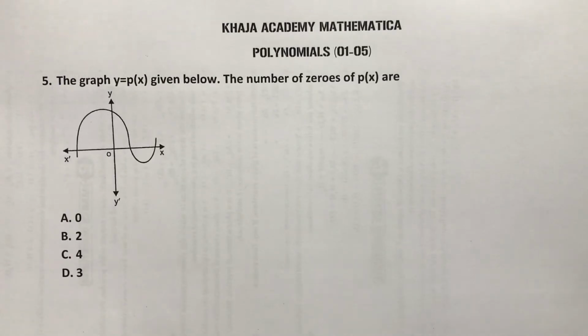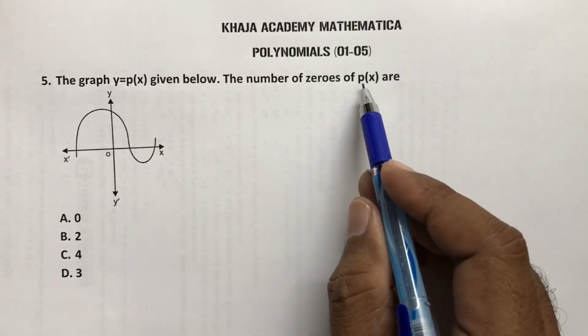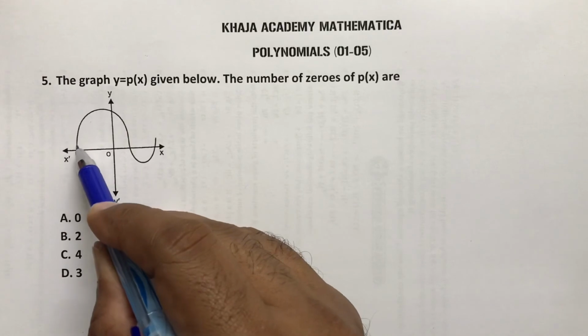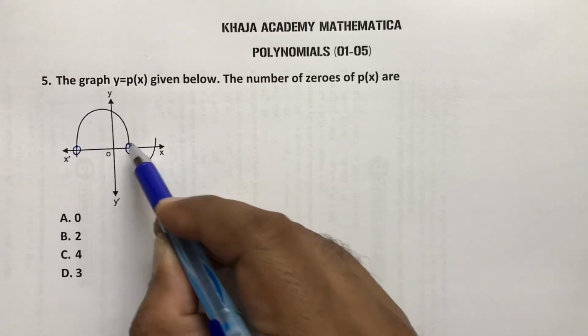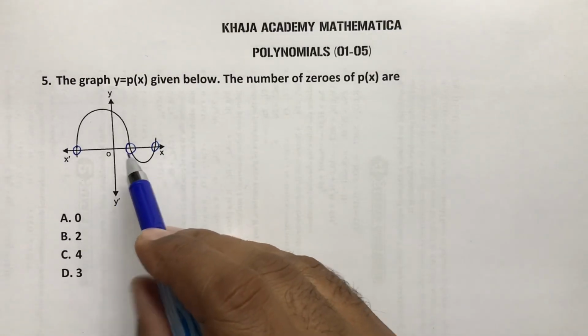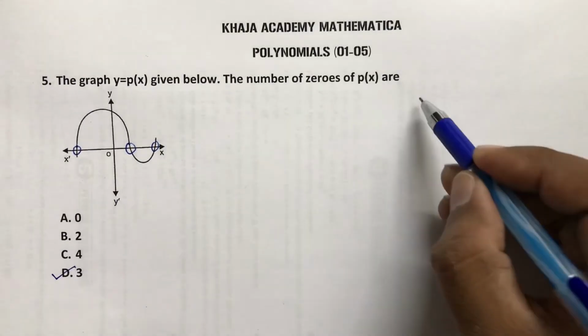The graph y equals p of x is given below. Find the number of zeros of p of x. The polynomial is in terms of x, so we need to see how many points the graph cuts the x-axis. Here it is 1, 2, 3. So the graph cuts the x-axis at 3 points. The number of zeros will be 3. The correct option is D.